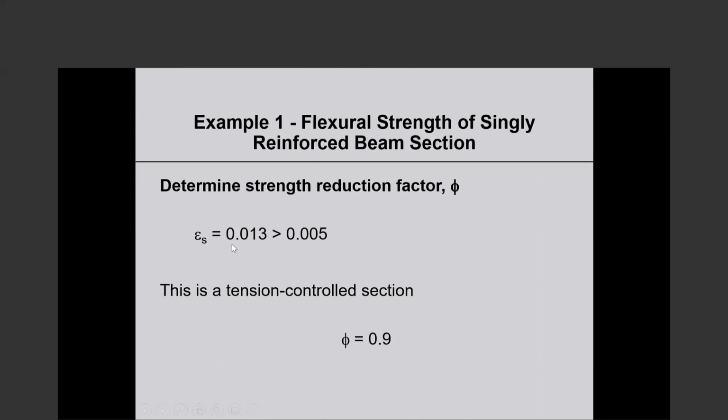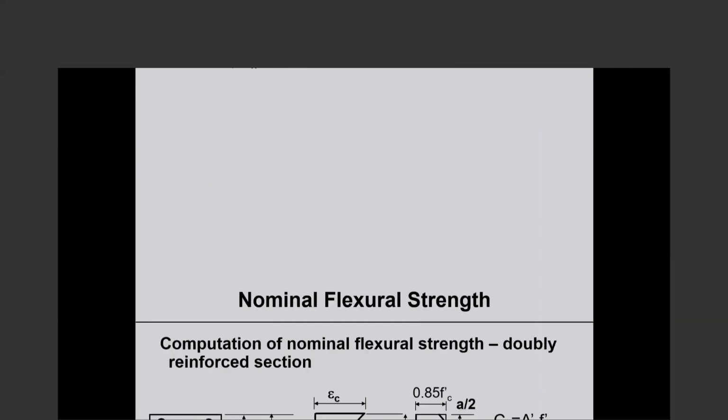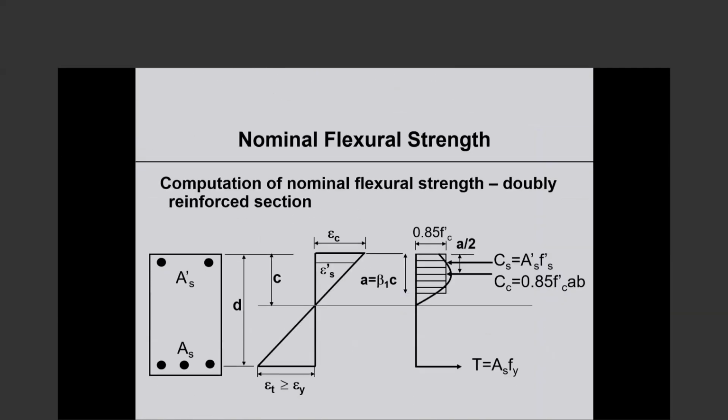And since this is now also our net tensile strain, the strain in the reinforcement corresponding to a strain of 0.003 in the extreme compression fiber, that exceeding 0.005 means the section is tension controlled, so the phi factor is 0.9, and that means the design strength is 0.9 times the 250 kilonewton meters of nominal strength that we calculated, and that comes out to 225 kilonewton meters. So that's pretty simple.